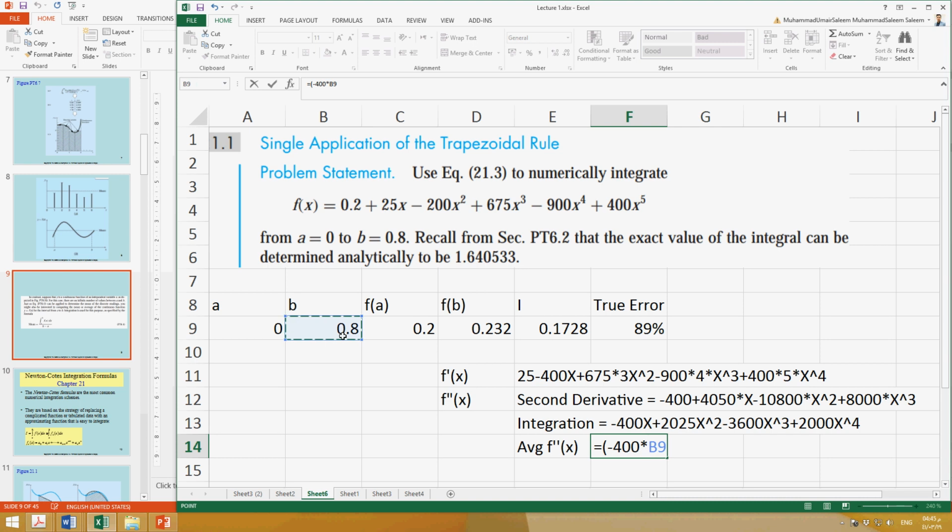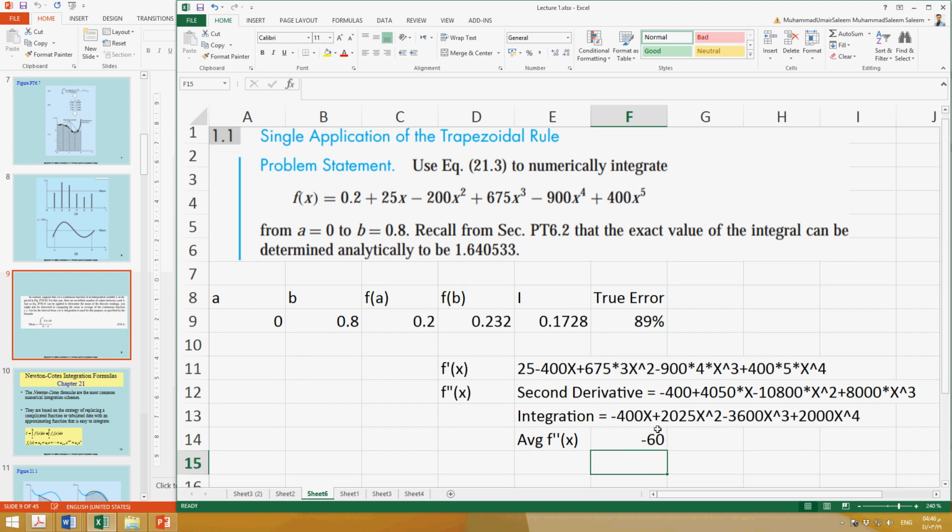So 0.8 plus 2025 multiplied by p square, minus 3600 multiplied by this to the power 3, plus 2000 multiplied by p raised to the power 4, so the whole divided by b minus a, which is 0.8. There is no need to put the values for 0, because if we put 0 here, all these things will become 0, and we have minus 60.